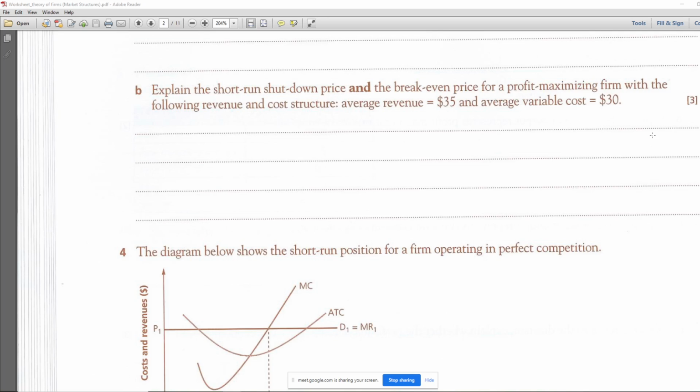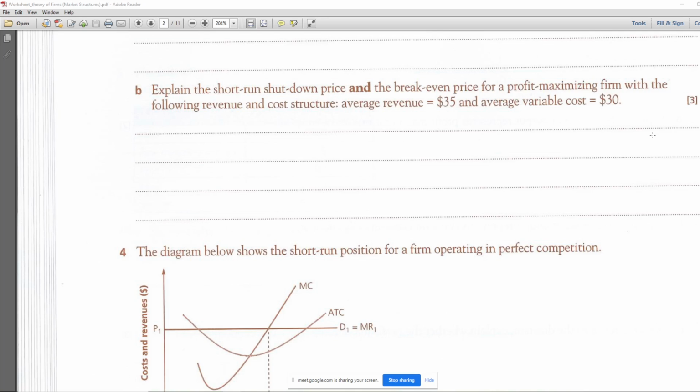Once again, we just have to make an assumption. So let's say they are also earning a normal profit here. So the shutdown price will be 30. And what about the break-even price? It's not very clear, and we just have to assume they are earning a normal profit.